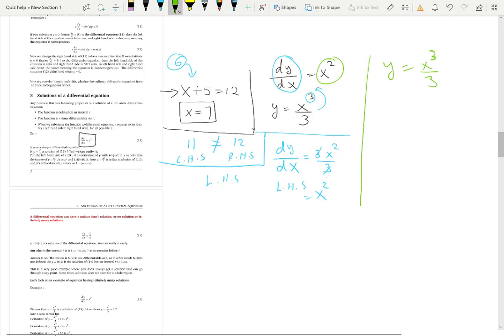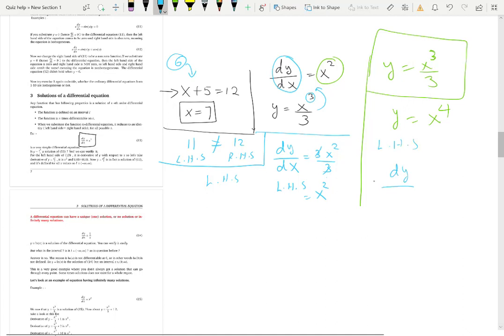Okay, so let's hold on there. Now one more thing. Let's say someone says that y is equal to x to the 4 is also a solution. How do we prove that it's not, or it is? So let's take the left hand side.